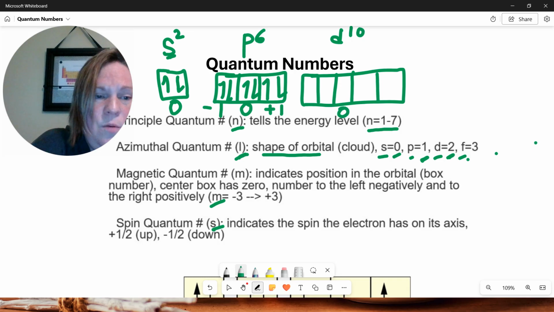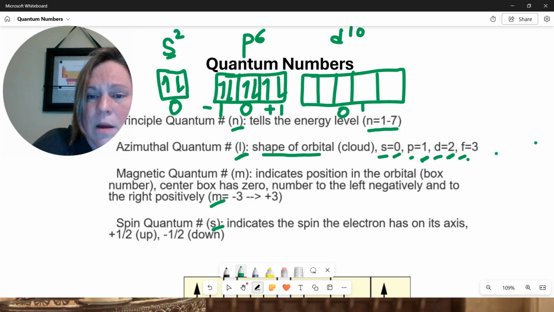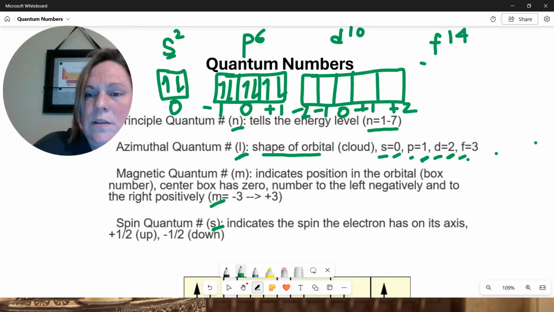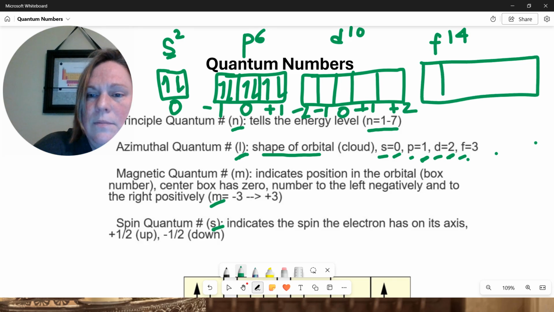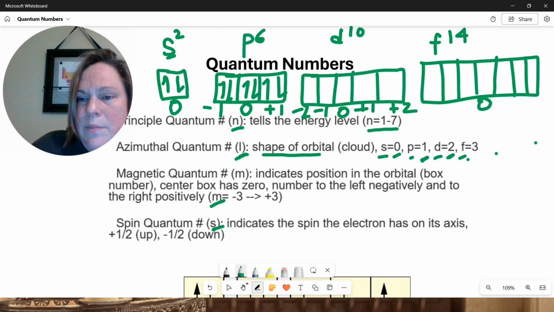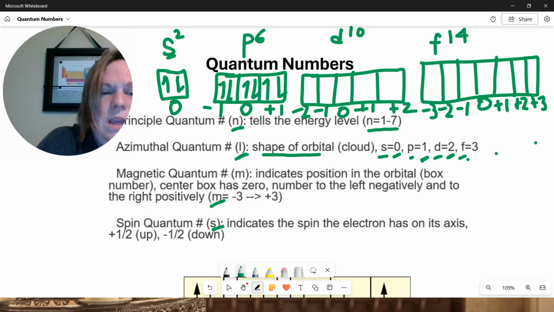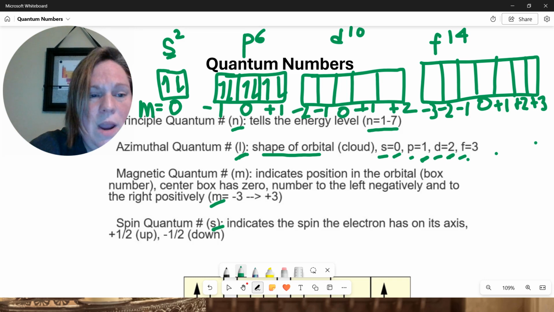And again, I'm going to number the center box 0, number out positively to the right. So this is +1, and this is +2. And then to the left, it's -1, -2. And then the F cloud, we know, can hold 14 electrons, so that means there are 7 boxes. And so the center box is going to be 0, number out like a number line, +1, +2, +3, -1, -2, -3. So these numbers under the boxes represent the quantum number, magnetic quantum number M.